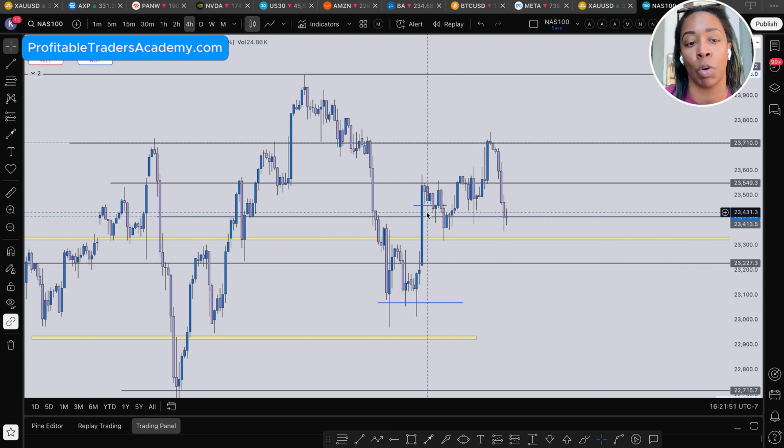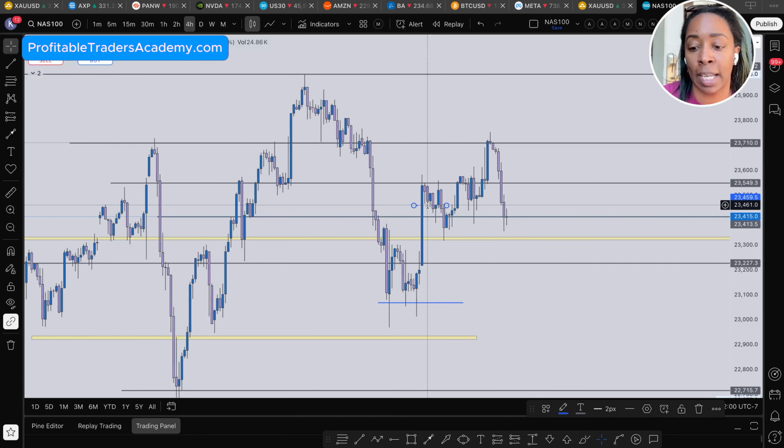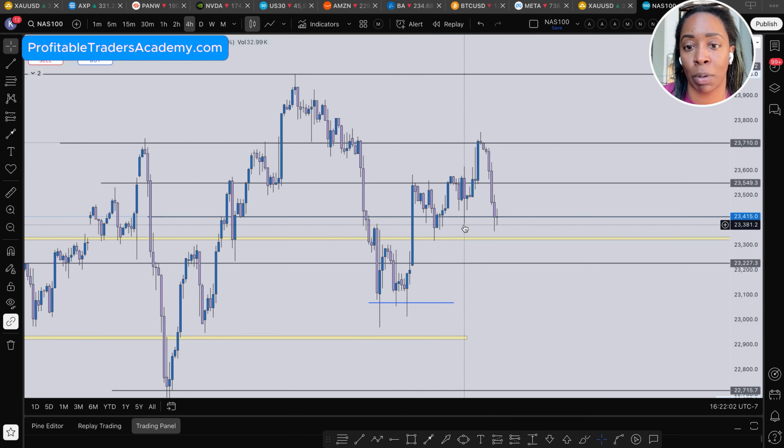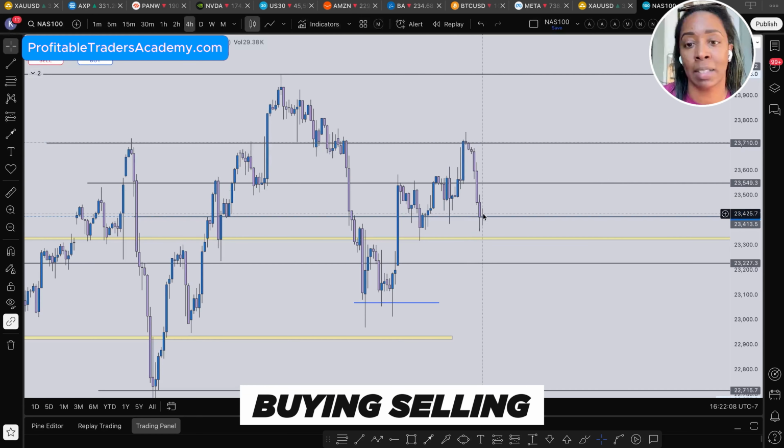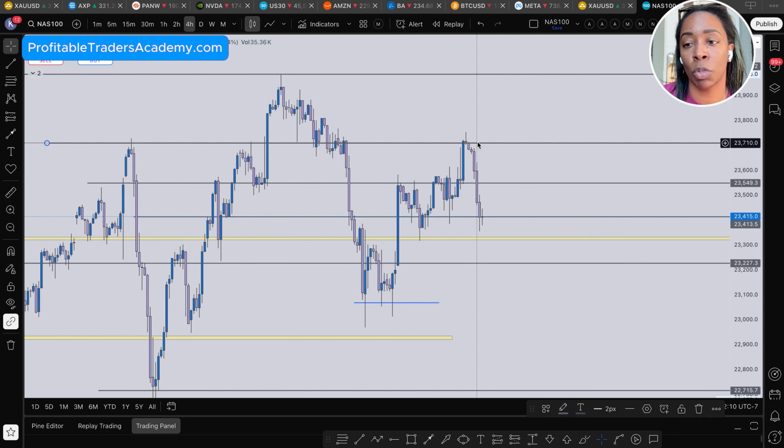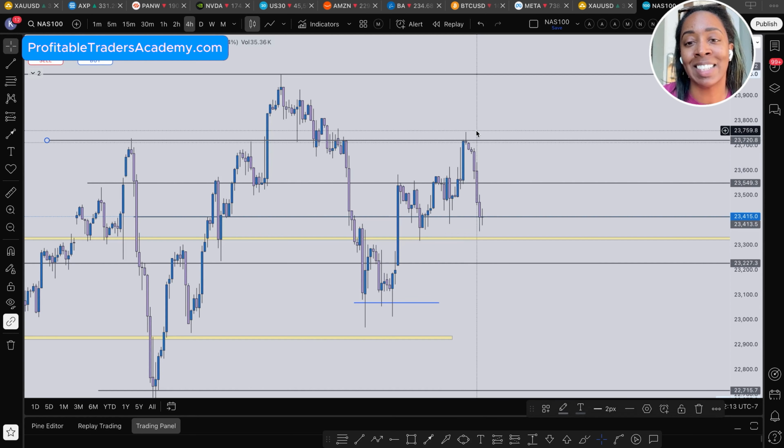So I only want to focus on price action from this past week. What I'll be doing is looking at this candle from Friday. It was really strong. Actually, let me get rid of that. That was something I marked up for people inside of the Profitable Traders Academy. And looking at this price action here, buying, selling, I want to move this level up just a tad bit, so that it's in alignment with the resistance that was formed.